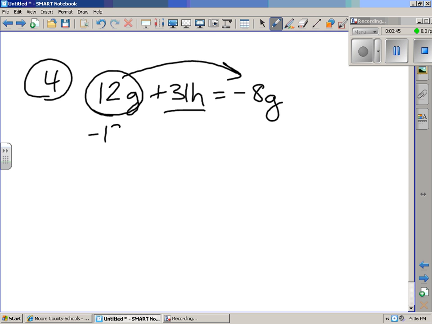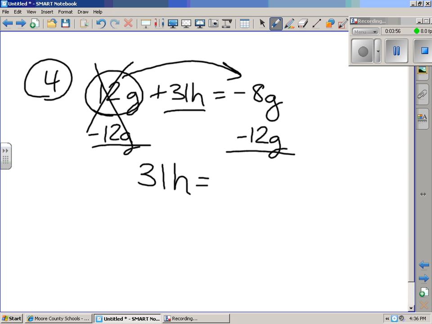So we do that by using the inverse operation. We have a positive 12g, so we subtract 12g. On the left side, we are left with 31h. On the right side, negative 8g minus 12g is negative 20g.